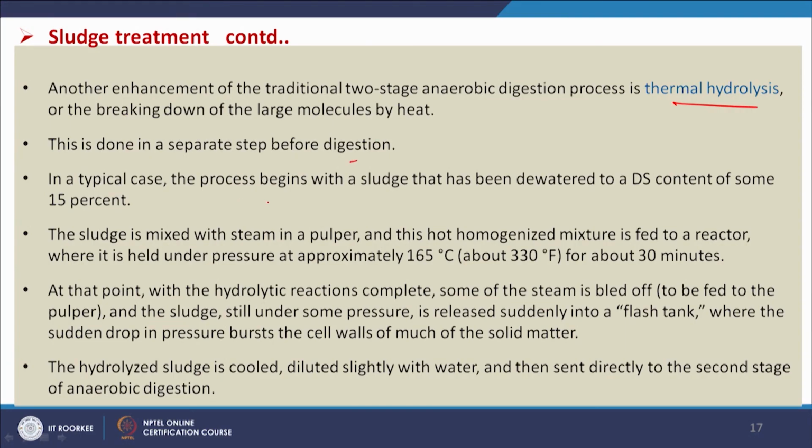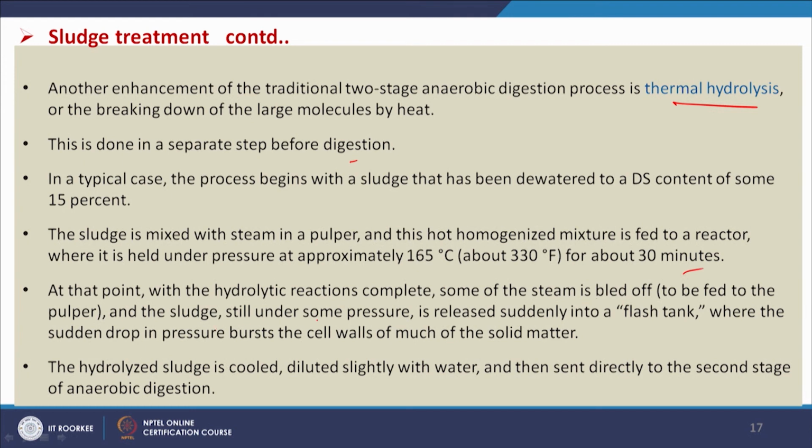In a typical case, the process begins with sludge that has been dewatered to a DS content of some 15%. The sludge is mixed with steam in a pulper, and this hot homogenized mixture is fed to a reactor where it is held under pressure at approximately 165 degrees centigrade for about 30 minutes. By using steam, the temperature is increased to 165 degrees centigrade and it is treated for 30 minutes, and at that point, with the hydrolytic reactions complete, some of the steam is bled off.